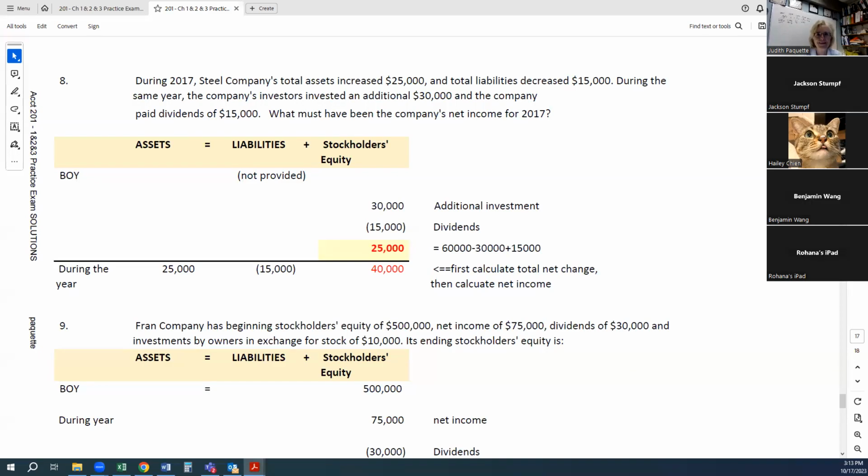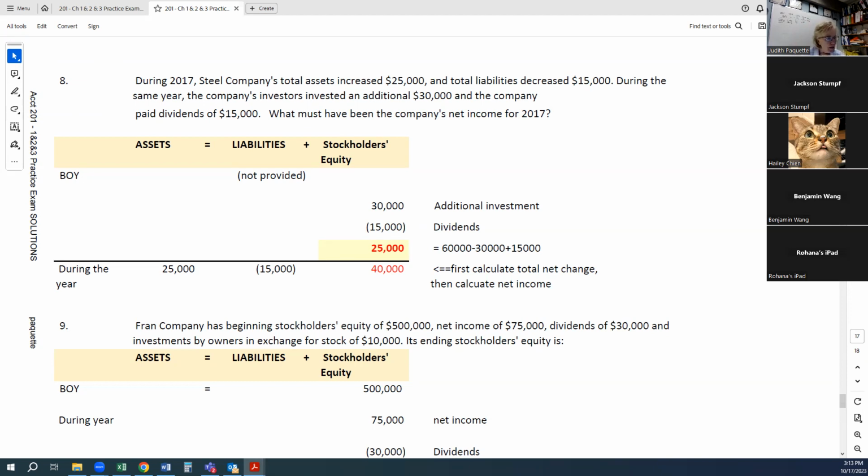Okay, it is Tuesday, October 17th, and we are looking at the practice exam for Accounting 201, at the short algebra problems at the back of the practice exam, number 8. The question I asked the group was, what is the formula for calculating retained earnings?